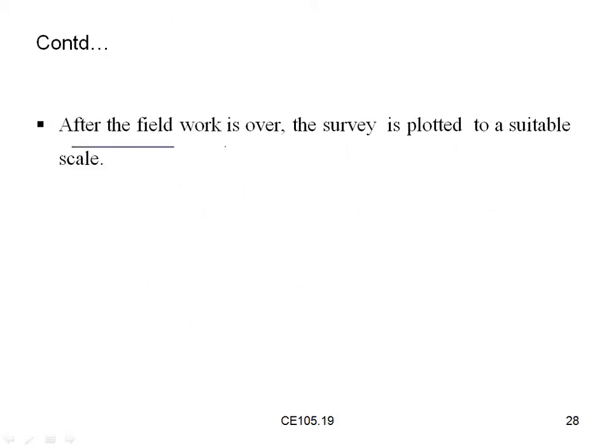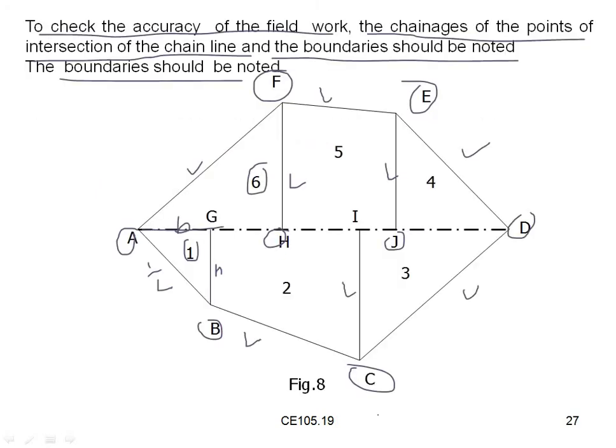So after the field work is over, the survey is plotted to a suitable scale. So this type of surveying is also called chain triangulation. So this chain triangulation method is very useful for the calculation of areas. These types of methods we are using for civil engineering purposes, generally when a new structure or new project is to be constructed. So before that, the area will be calculated. So by keeping the boundaries only, we will get the accuracy of the field work.